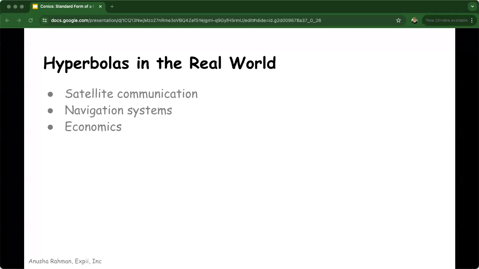Hyperbolic discounting is a psychological and economic concept that describes the tendency for people to prefer smaller, immediate rewards over larger rewards that are delayed, but only up to a certain point in time. And we've got many more.